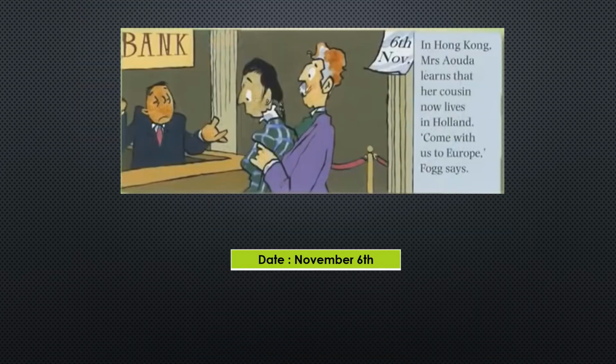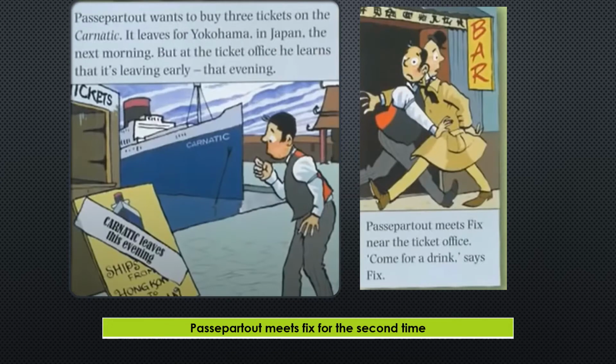The date is November 6th. In Hong Kong, Mrs. Auda learns that her cousin now lives in Holland. To which Mr. Fogg says that you can come with us to Europe.